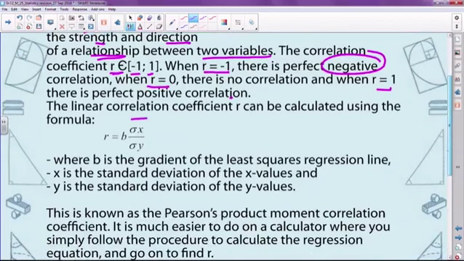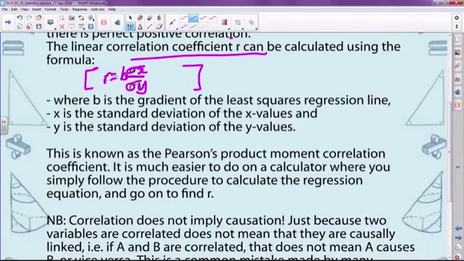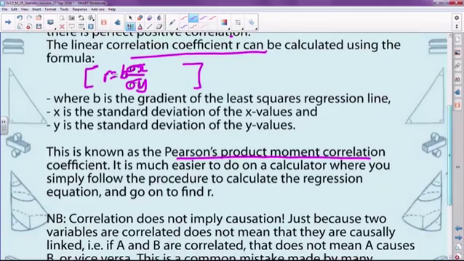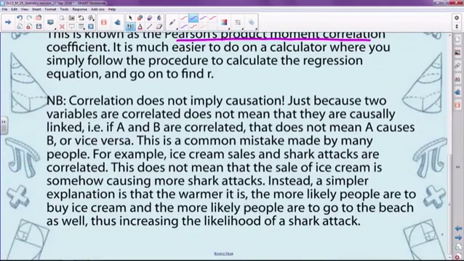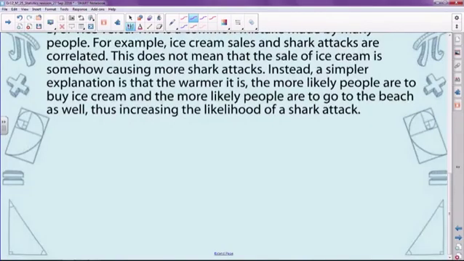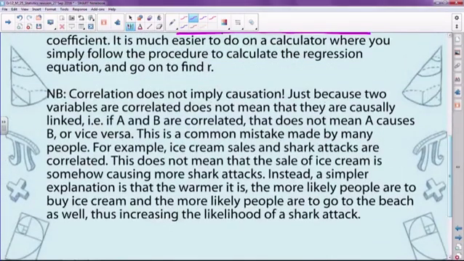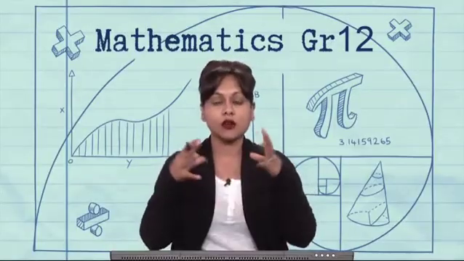To work out the linear correlation coefficient, you can use the formula r is equal to the gradient that we worked out before, times the standard deviation of x divided by the standard deviation of y. Once again, this can be worked out on your calculator as well. For those of you who want to know, this correlation coefficient is called Pearson's product moment correlation coefficient. And as I said, it's much easier to do on your calculator. Now, an important thing, and I've used this example before because I think it brings home the point: correlation does not imply causation.